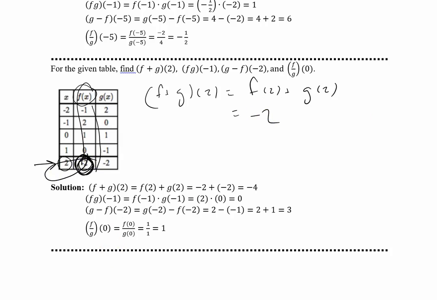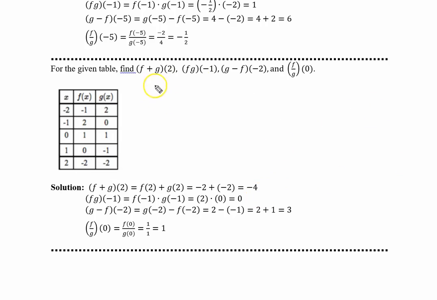Okay, and now let me make some space here. If I want to find g evaluated at 2, then x is equal to 2, and g evaluated at 2 is going to be, where do they meet? -2. So I'm going to have -2 plus -2 is equal to -4. Okay. Now let's look at this one.